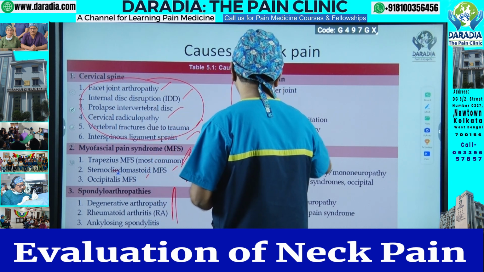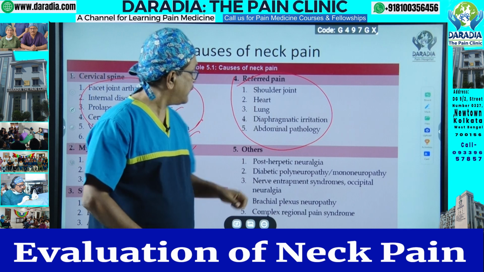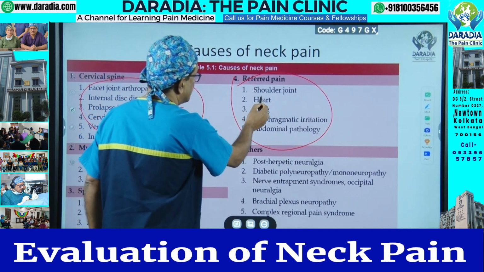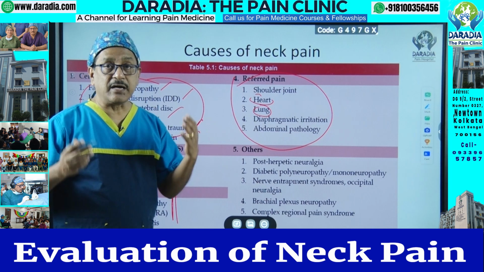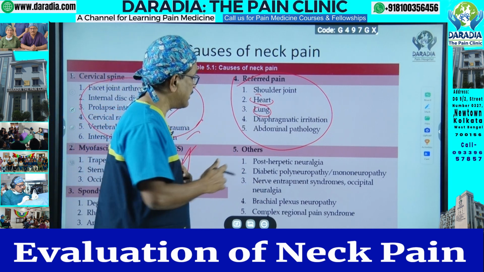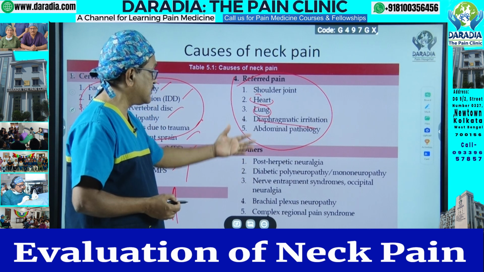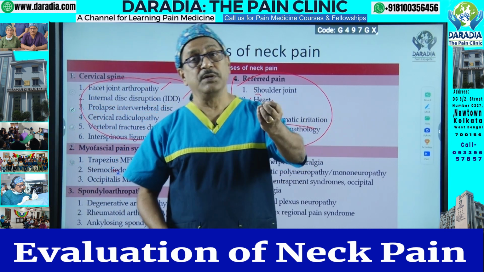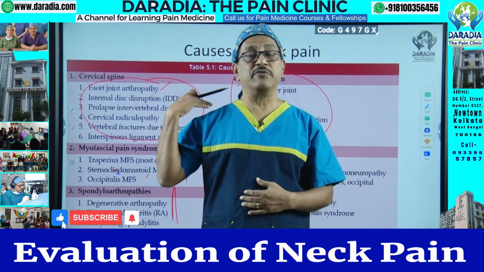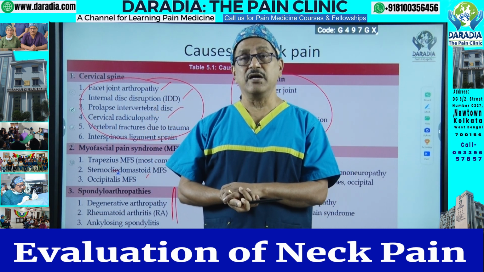Neck pain then includes referred pain, and referred pain can be from the shoulder joint, which can be felt in the neck. It can be from the thoracic structures like the heart, like the lung. It can come from the abdominal structures. It can be coming from diaphragmatic or subdiaphragmatic irritations, or some other abdominal pathologies, like somebody having a gallbladder stone. The pain can be referred into the neck or the shoulder areas. So these are the different kinds of referred pain.